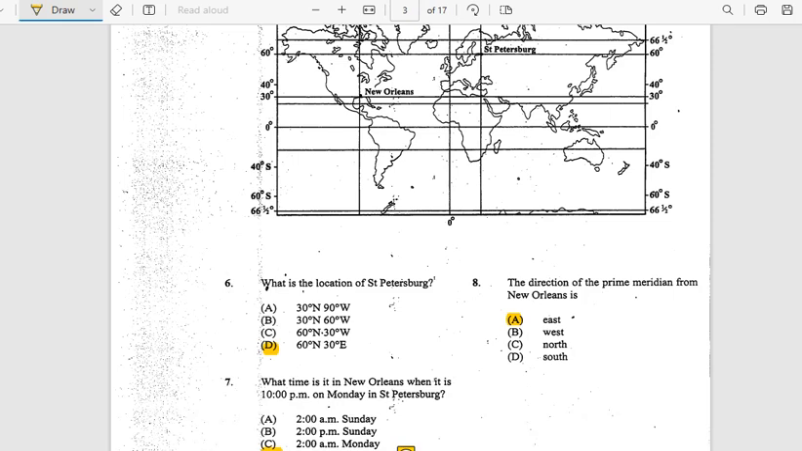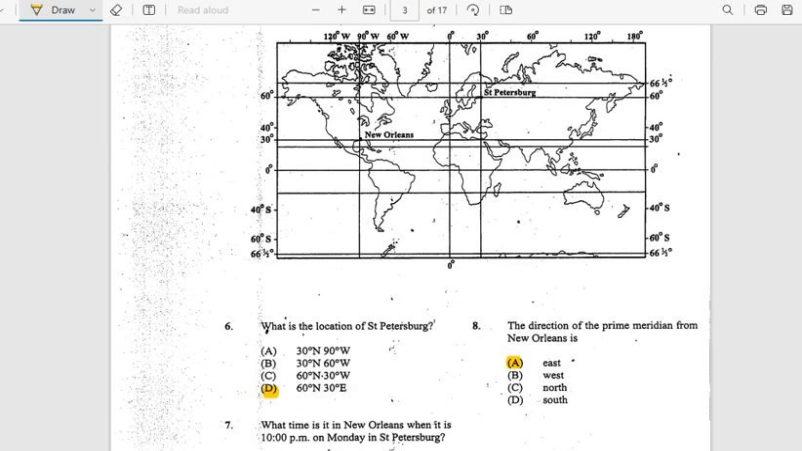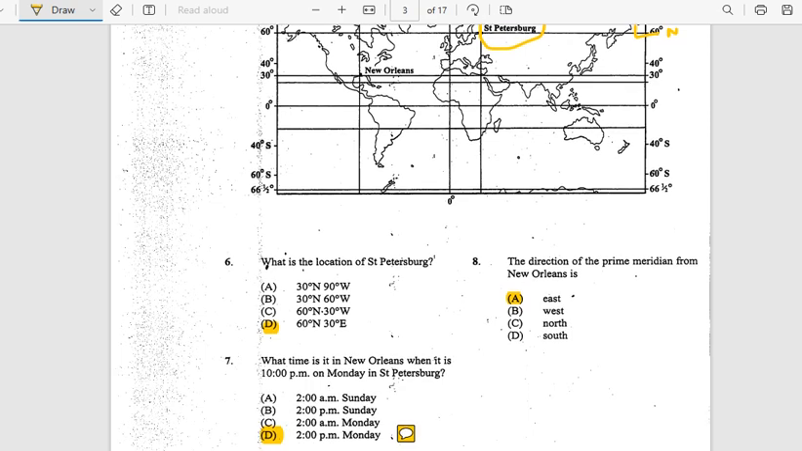Number 6. What is the location of St. Petersburg? We're going to look for St. Petersburg right here, guys. As you can see, it is 60 degrees north, and right here we have 30 degrees east. So 30 degrees east right here, and 60 degrees north. Hope you guys understand this. It's not hard.